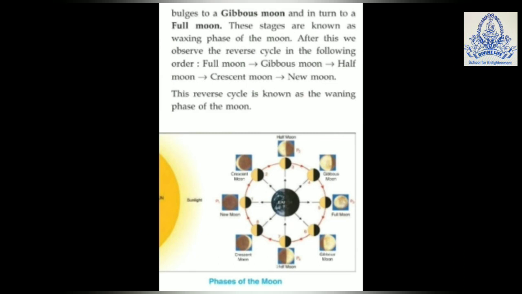After this, we observe the reverse cycle in the following order. First is full moon, then gibbous moon, half moon, crescent, and then new moon. This reverse cycle is known as the waning phase of the moon. So I hope you understood all the topics in this video very well.